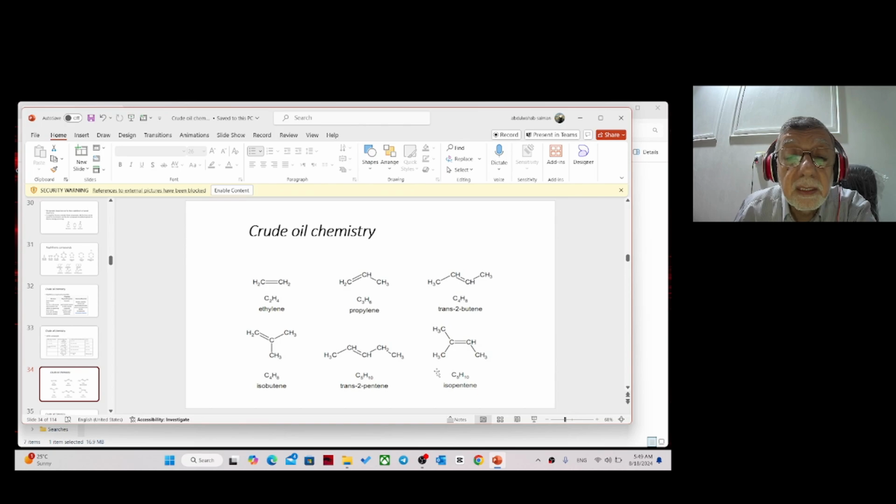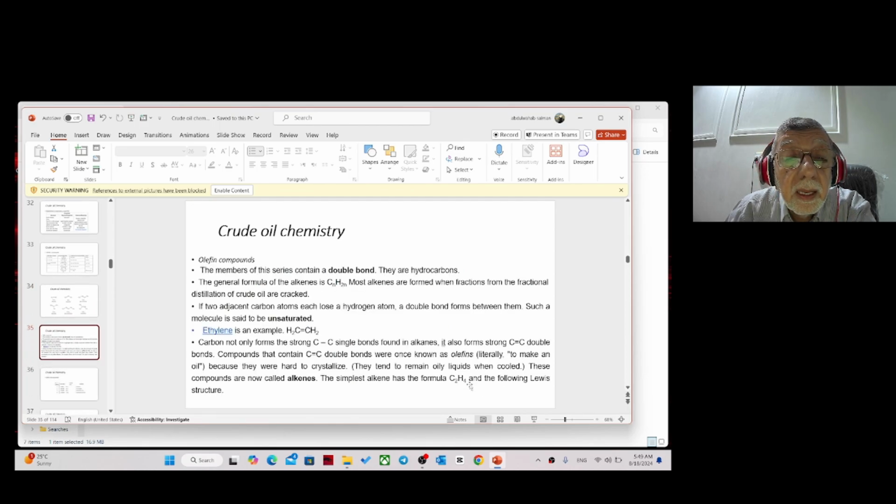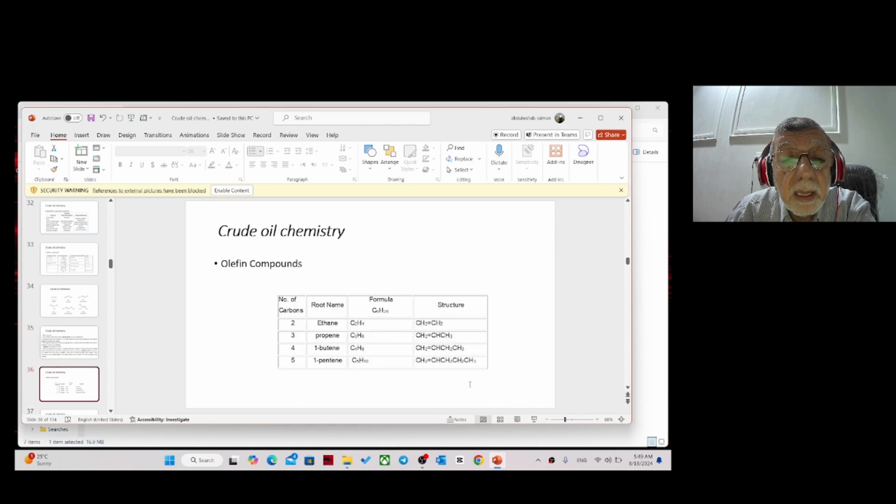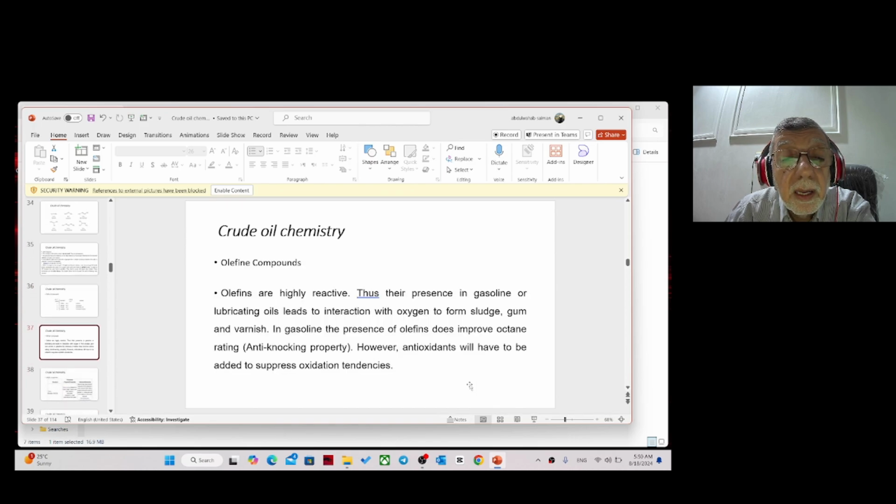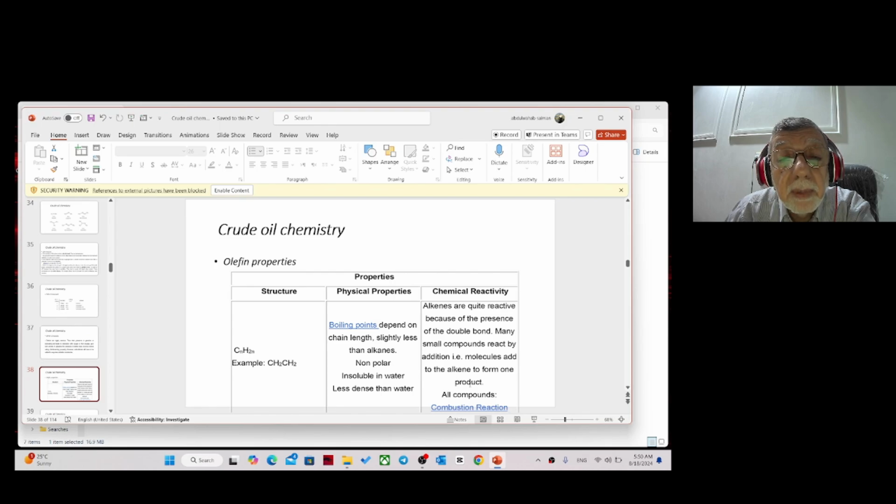And this is the structure of each. This is ethene, propene, butene, and this is also isobutene, trans-pentene, 2-pentene, and isopentene. So we do not go deeply into this because it is not needed, but only the properties of olefin. It is CnH2n and the structure. And the physical properties: boiling point depends on chain length, but slightly less than alkane. The boiling point of olefin is less than paraffin.